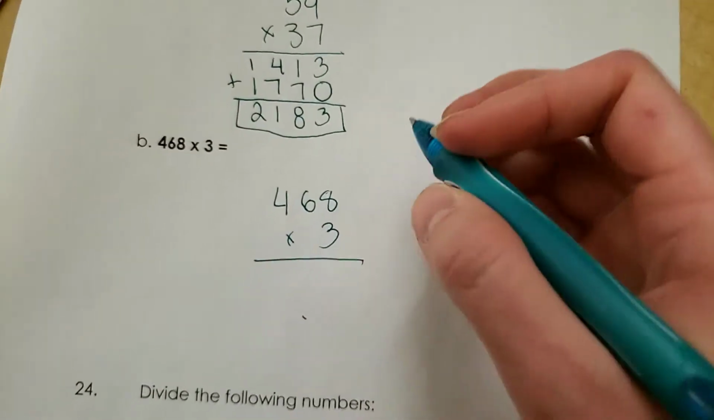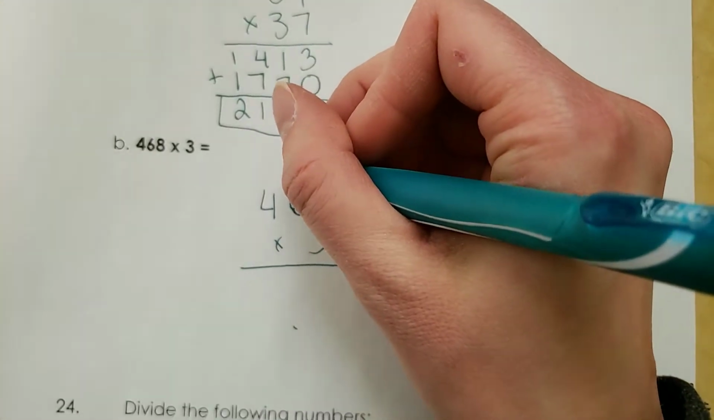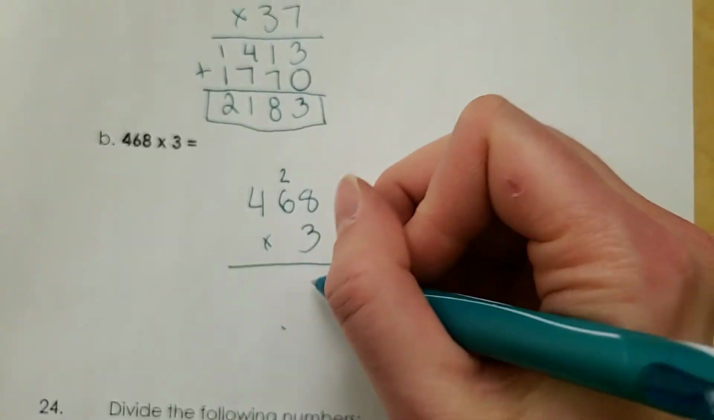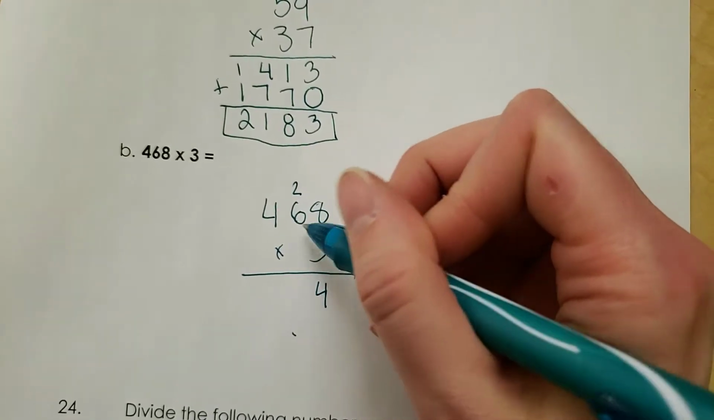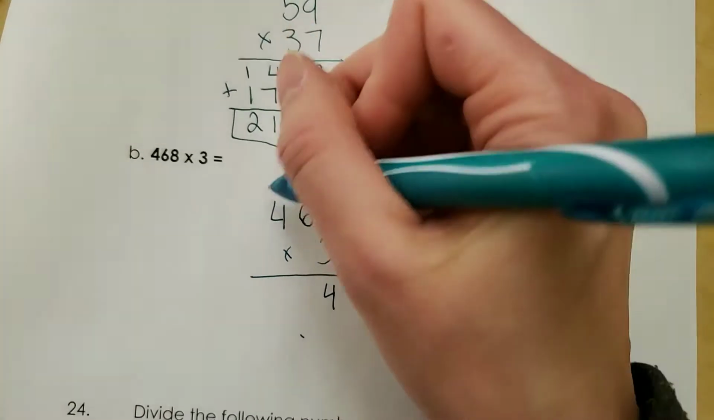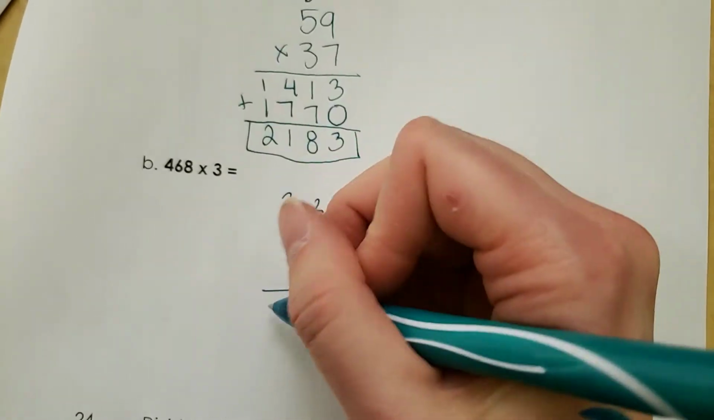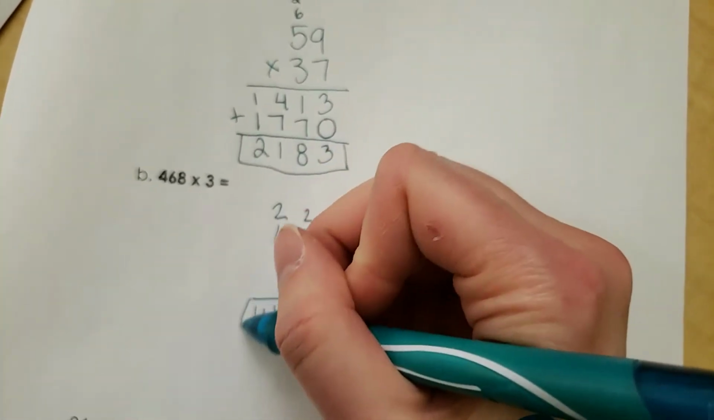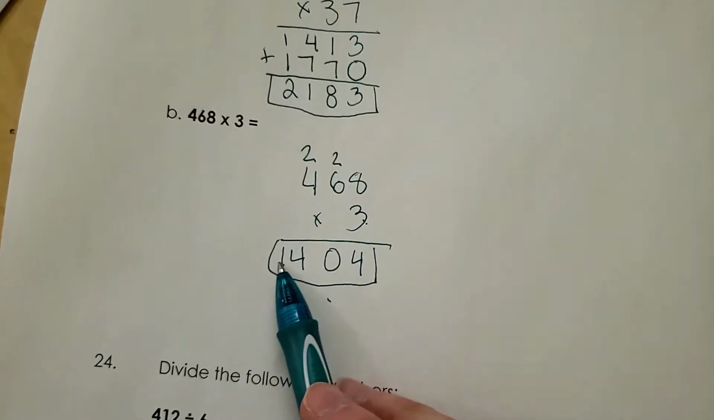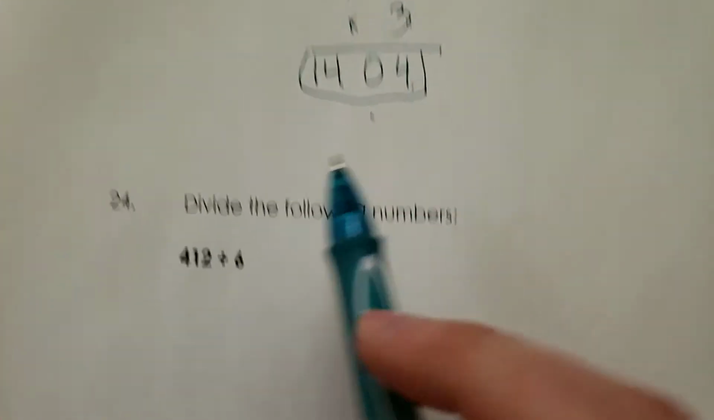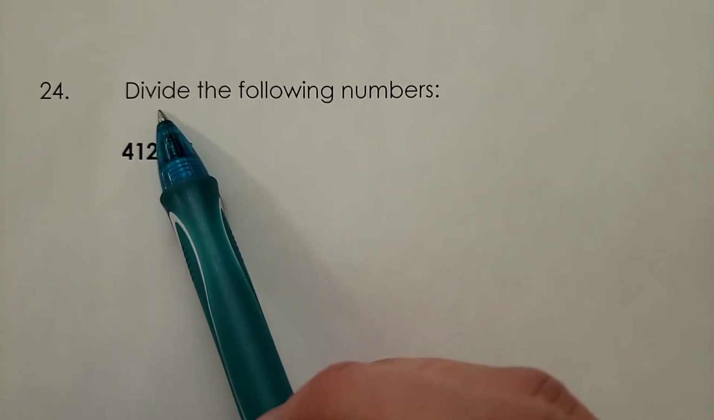So 3 times 8 is 24. So 2 goes up top, 4 down below. Then 6 times 3 is 18, plus 2 is 20. Then 3 times 4 is 12, plus 2 is 14. So 1,404. Then we've got one last question.